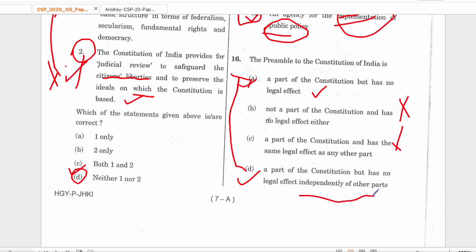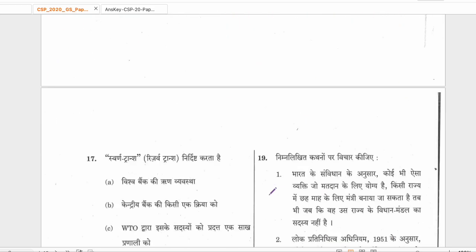Now independently of other parts, what does it mean? It has a deeper meaning. Say for example, if in the preamble there is a word fraternity, and in fundamental duties also there is the mention of the values of fraternity, then with both in combination, some kind of legality can be observed. Or if some value is inside the preamble and it is also there in fundamental rights, then both together can have a legality. Independently, the things written in the preamble have no legality. So the more appropriate and comprehensive meaning is D.